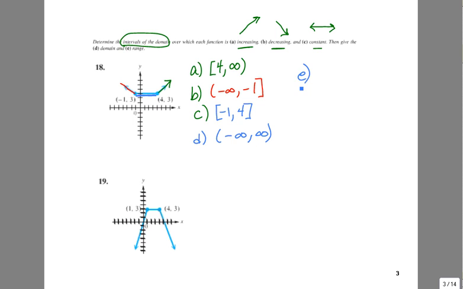Part E is what is the range? Well, remember the range is bottom up, the y values. Well, the bottommost y value occurs here, which is at the y value of 3, and then the graph extends upward. So we would say the range is from 3 to infinity.